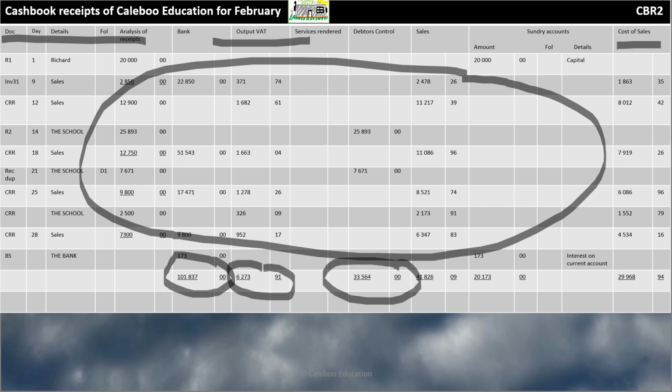So this information here, the cash book receipts, or the purpose of a journal, is to take the load off a ledger. But this is another example of a journal.